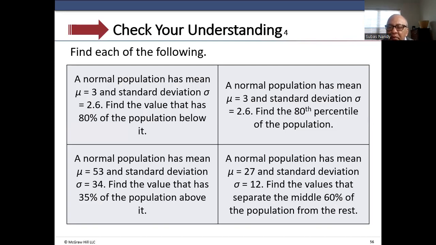A normal population has a mean mu equal to 27. Standard deviation is 12. Find the values that separate the middle 60% from the rest. So area in the center is 0.6. What is the area in the two tails? It is 1 minus 0.6. 60% is 0.6 in decimal. 1 is 100% area. 1 minus 0.6 is 0.4. That is the area in the two tails.